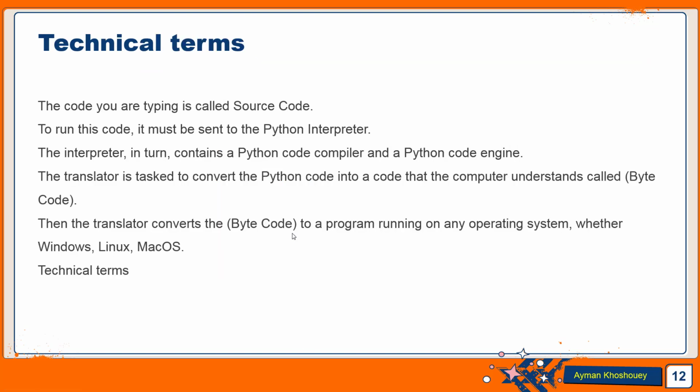There are some technical terms. The code is called source code. To run this code, it must be sent to the Python interpreter. The interpreter contains a Python code compiler. The compiler converts the Python code into a code that the computer understands, called bytecode. Then the virtual machine converts the bytecode to a program running on an operating system, whether Windows, Linux, or Macintosh.